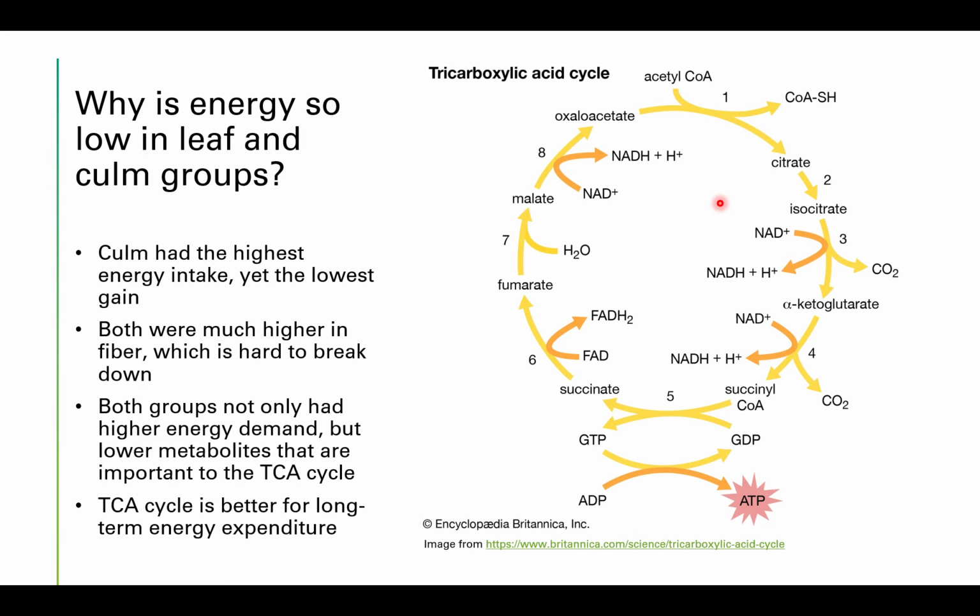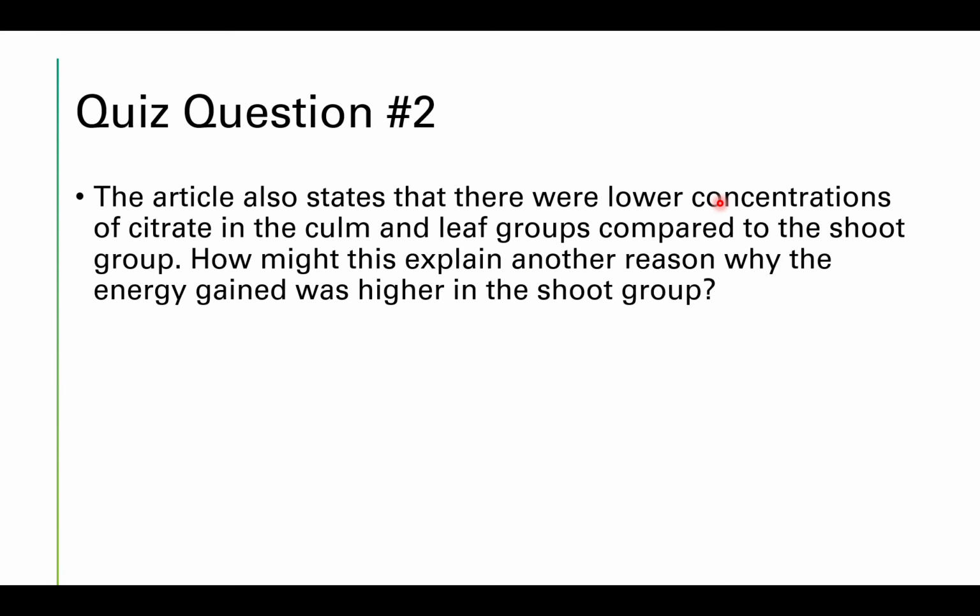Another thing that might be depressing the TCA cycle for these groups is that there's a lower amount of metabolites compared to these shoot groups. And so that brings me to the next quiz question. One of the metabolites mentioned in the paper was citrate. So they had a lower amount of citrate than the shoot groups.